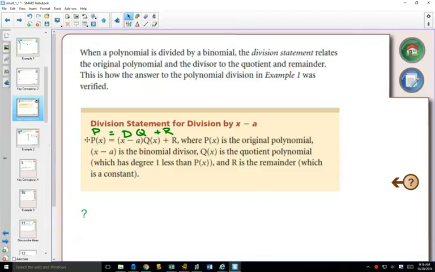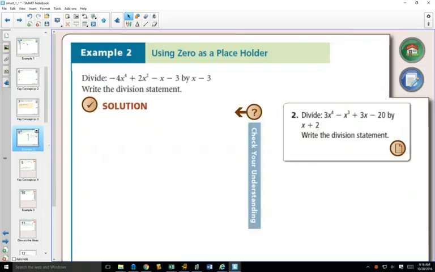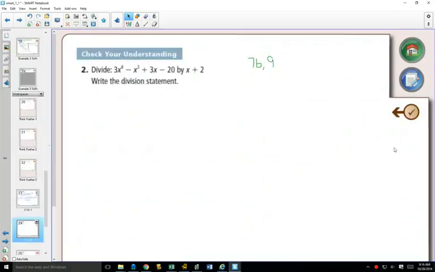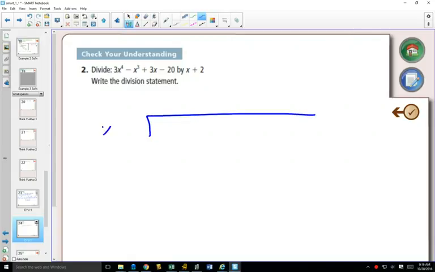Awesome. So now we can go to example 2. And we are going to divide this by x plus 2, but this time we're going to write the division statement. So I'm going to let you do the first work. Notice how this does add one new thing. We don't have an x squared. Okay? We don't have an x squared in this example.